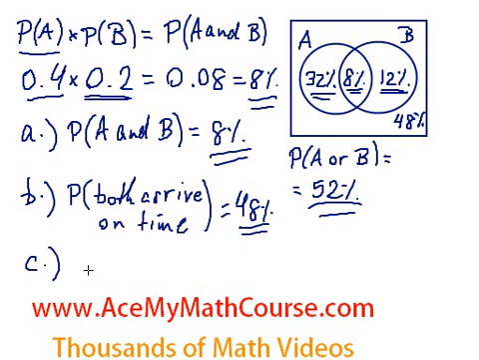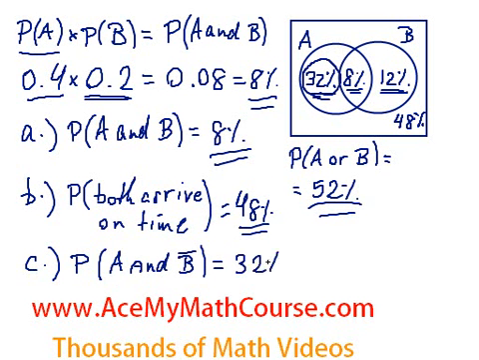And finally, question C. What is the probability that Barbara will arrive on time, but Andrew will be late? So A is happening, and B is not happening. That, of course, will be just 32%, because Barbara is not late. 32%. That's it.